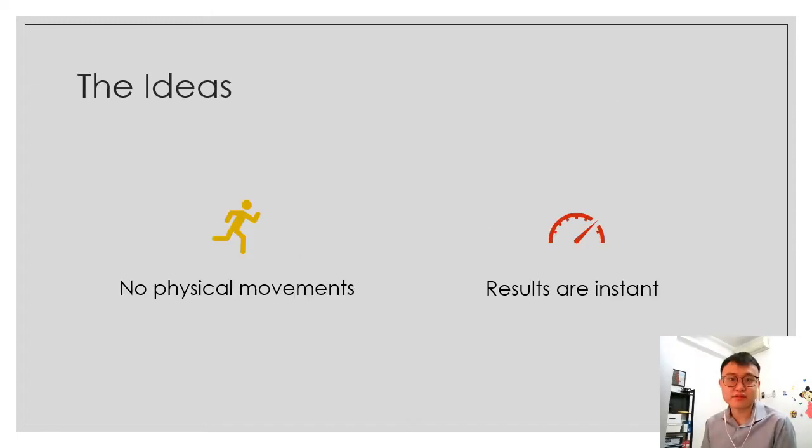But if I tell you that there's a way to interact with computers without the need of any physical movements and the results are almost instant? The answer is interacting with computers directly through our thoughts. If we can do that, we can change the way people interact with computers in their daily life.